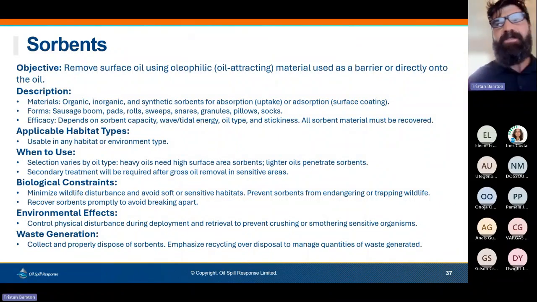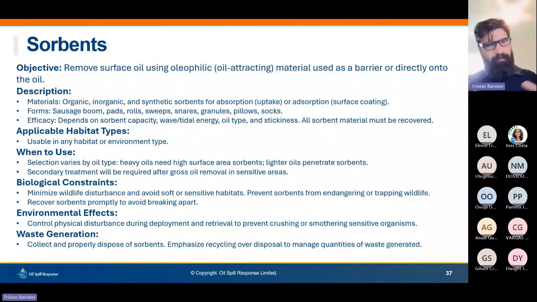I was on a response once where it was a relatively small response. It was on a hard standing area. There was no major environmental impact. It was contained. But it was decided that we were going to use sorbent material to recover the product. And it was a gasoline derivative. So they used granular sorbent, they used the boom sorbent to create barriers, and they put all this material down.